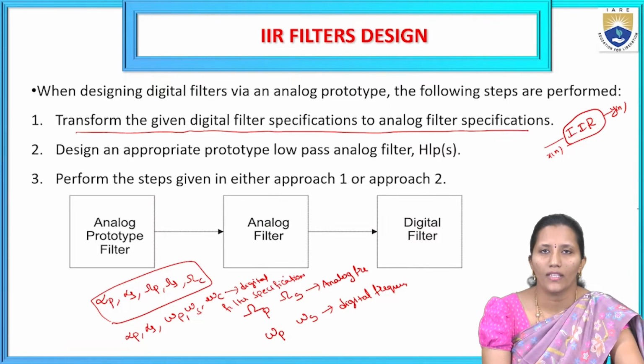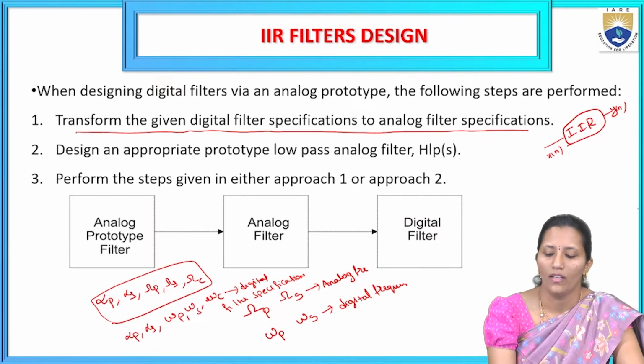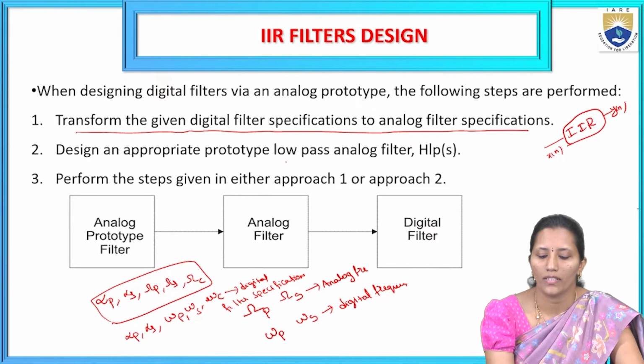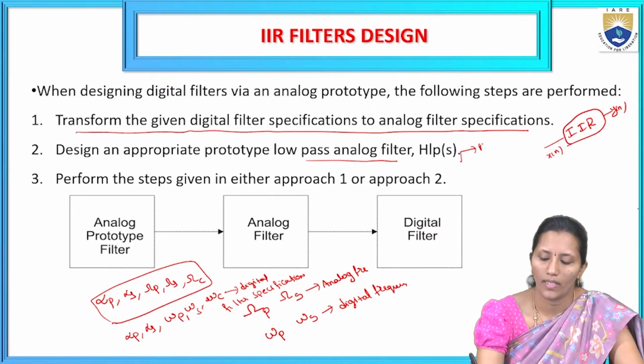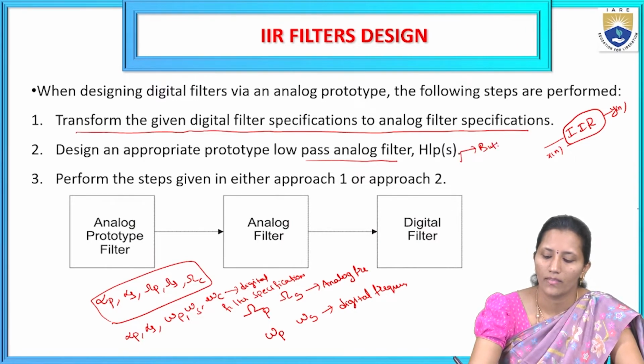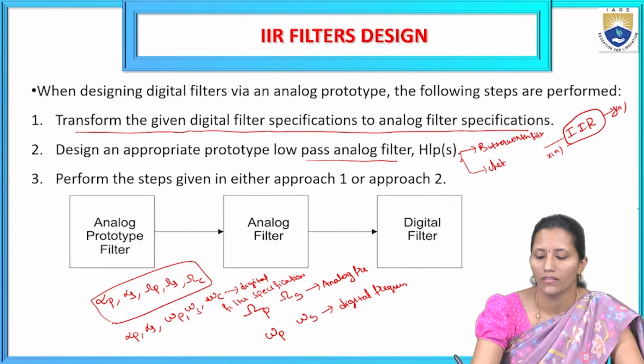Okay. In the second step, design an appropriate prototype low pass filter, an analog low pass filter. This analog filter may be a Butterworth filter, or a Chebyshev type 1 filter or type 2 filter.